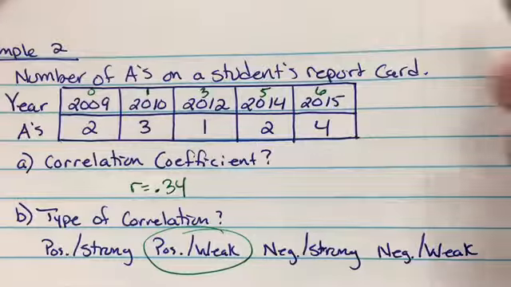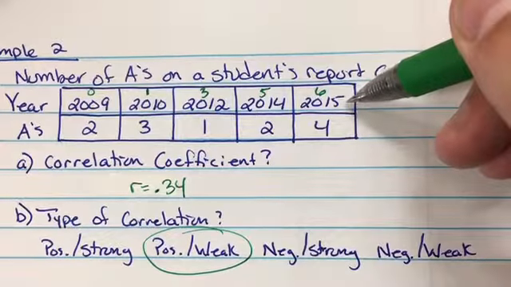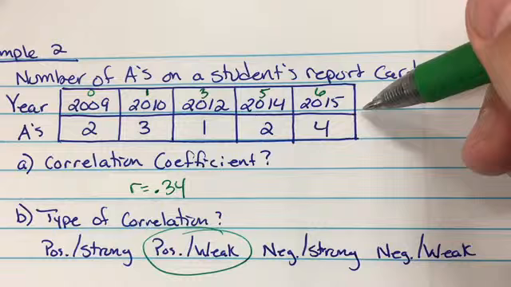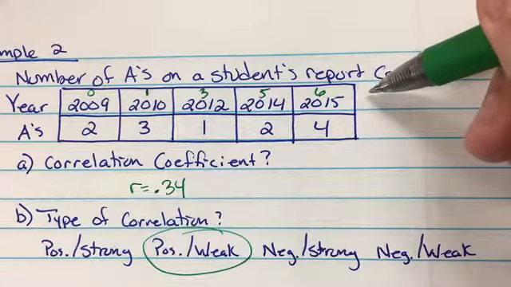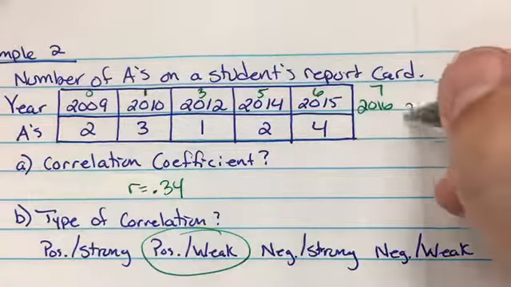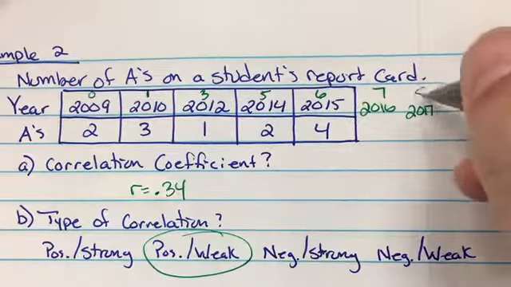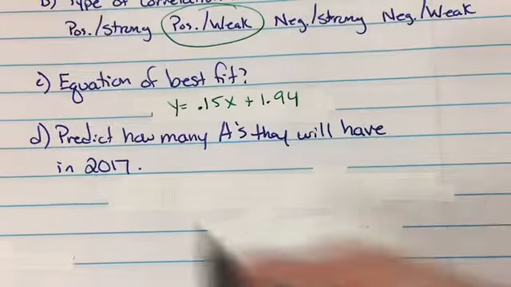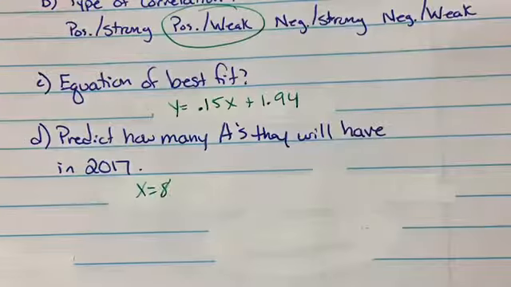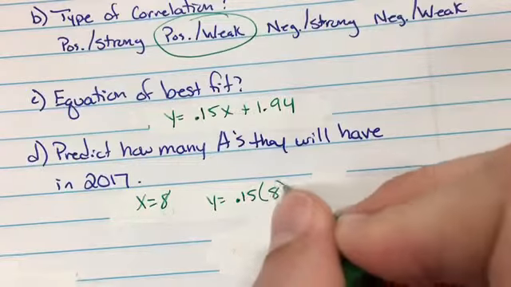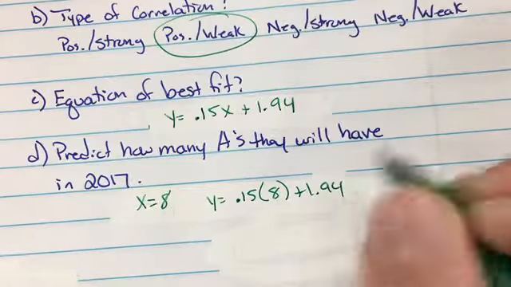So scroll back up here. The last year in the data was 2015. That was year 6. So the next year would be 2016, which is year 7. And therefore the 2017 would be year 8. So 8 is the number that we want to use to plug in. X equals 8. So Y equals 0.15 times 8 plus 1.94.